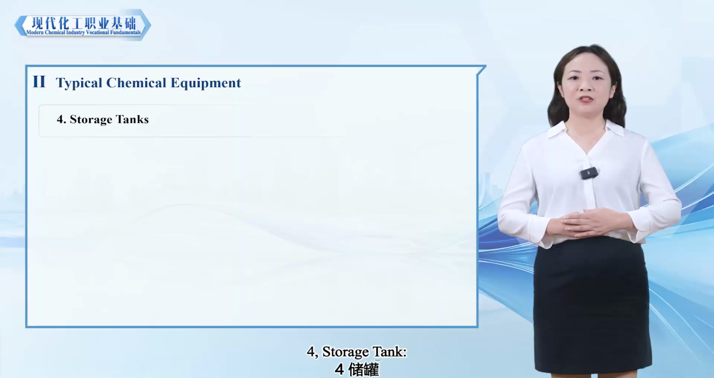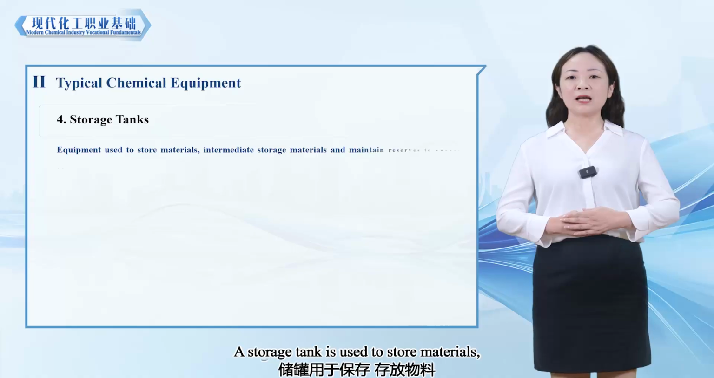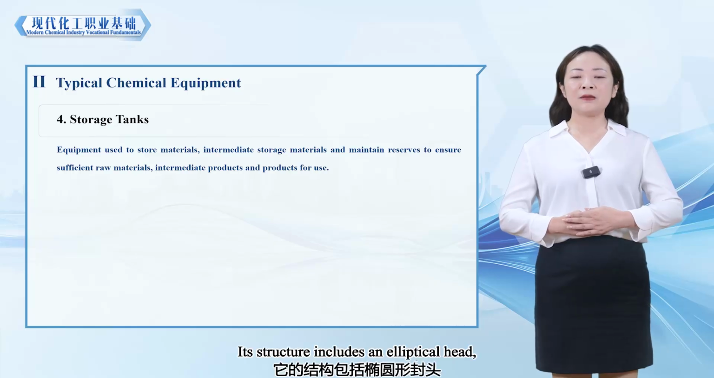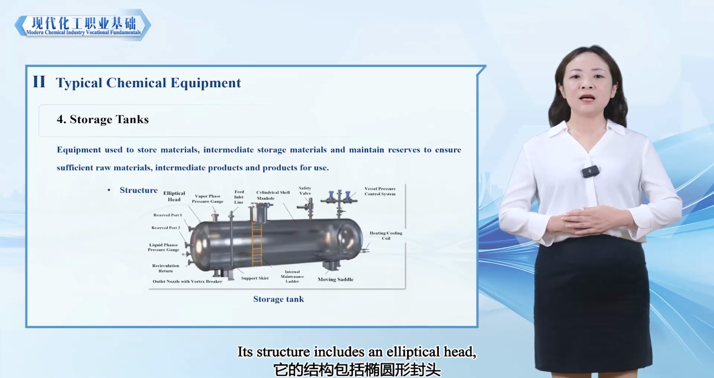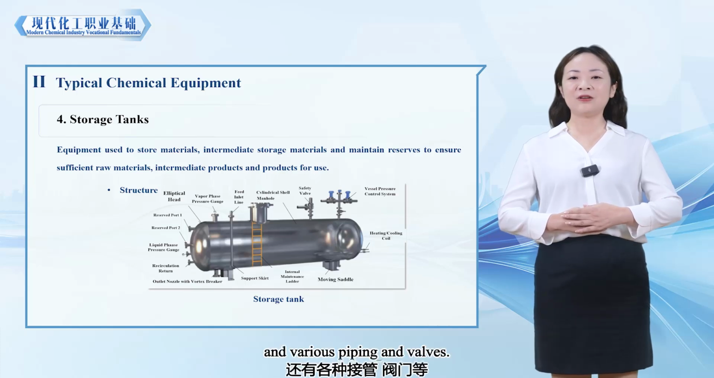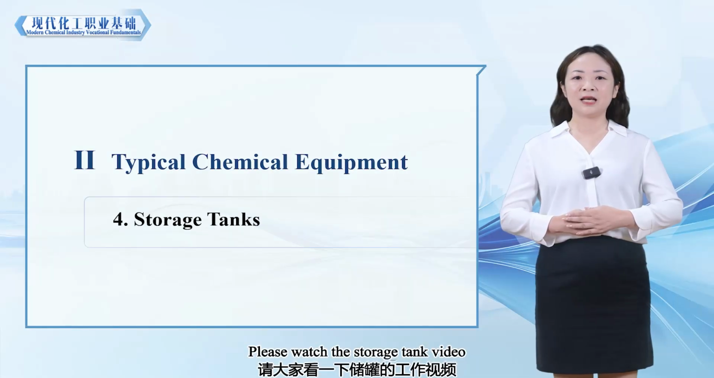4. Storage tank. A storage tank is used to store materials, ensuring continuous production. Its structure includes an elliptical head, a cylindrical shell, and various piping and valves. Please watch the storage tank video.